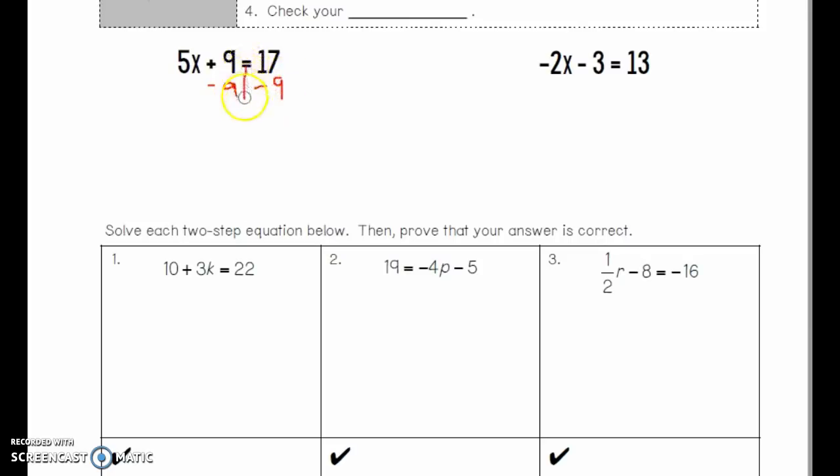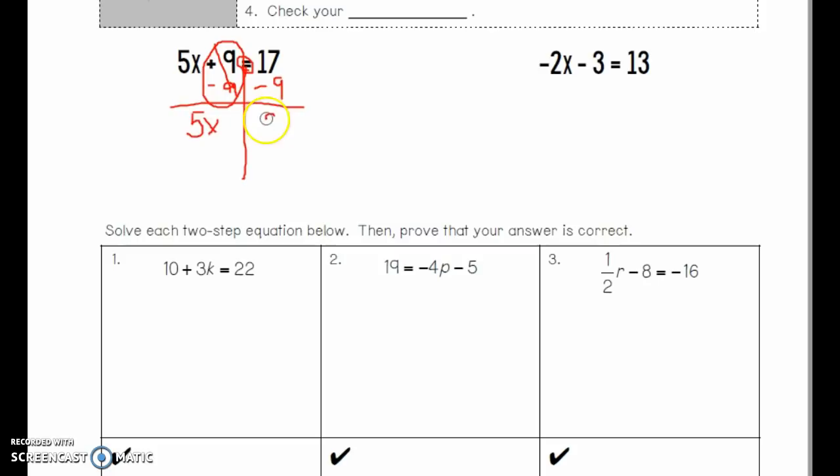Think of this as like the balance beam here, okay? We need to keep both sides equal. And we knew that they started out equal because there's an equal sign. Well, if I subtract 9 on this side, it's like the seesaw that you used to ride when you were a little kid. If you take 9 pounds off of one side, you better take 9 pounds off the other side, otherwise it's not going to be balanced anymore. So now these will cancel out, and I'm left with 5x.